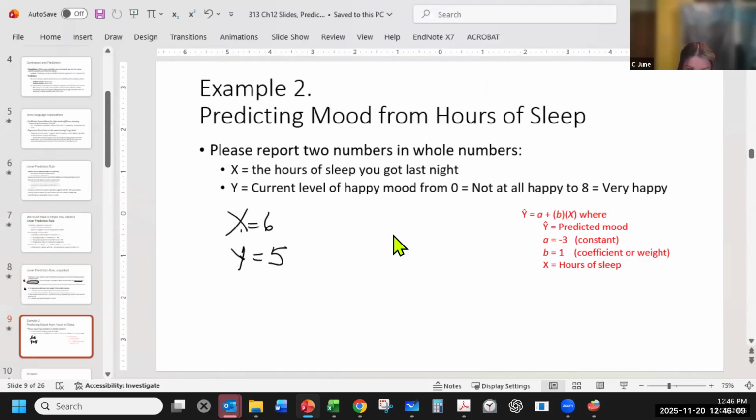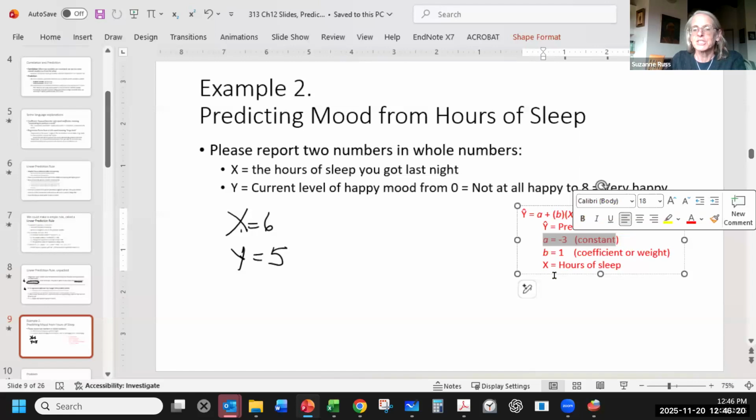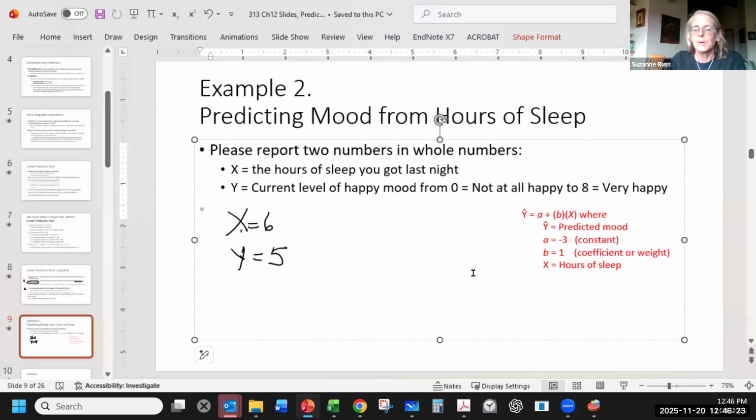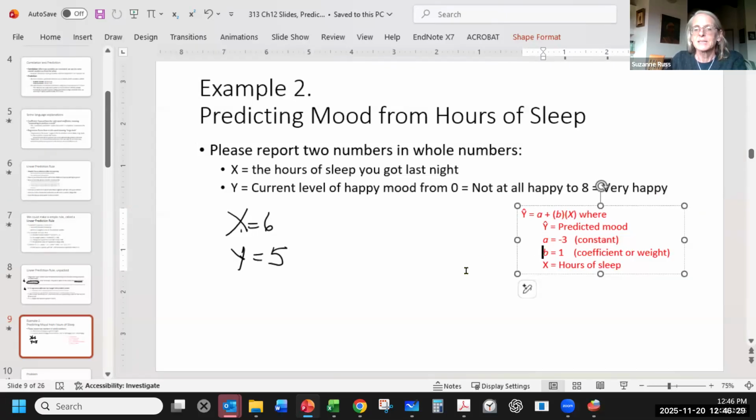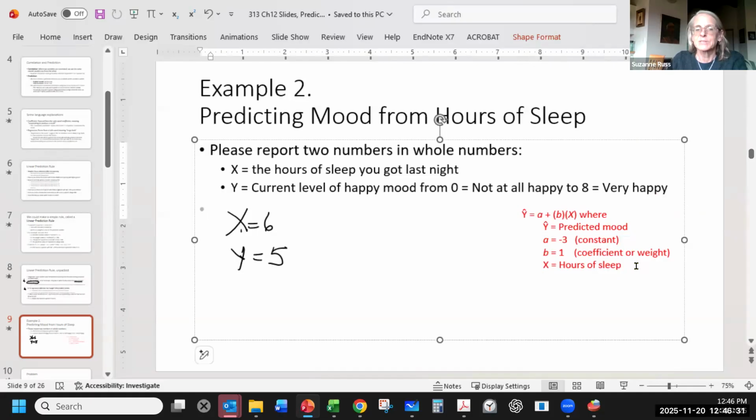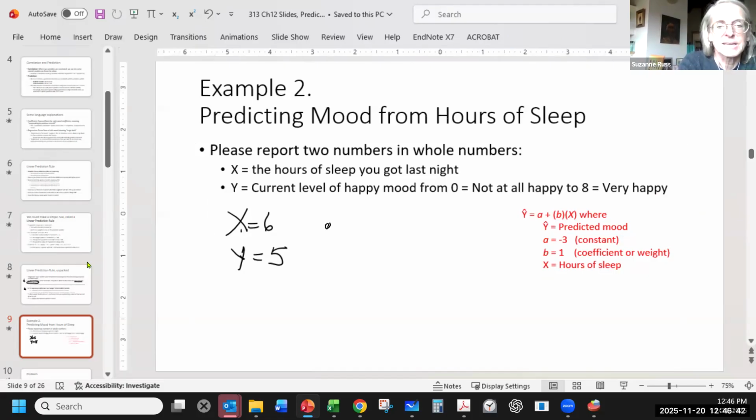All right. And so we're going to plug this in and see how close your score is to this predictive model. For this model, we know that our constant, the place where the regression line crosses the y-axis, is -3. And we know that the weight, the coefficient, is 1. And X is the hours of sleep. We know Y, and we're trying to find Y hat. We can do it really easily right here, by hand. So Y hat equals A plus BX.